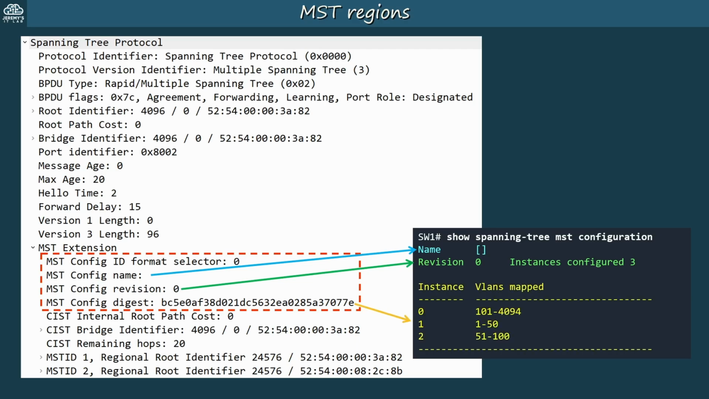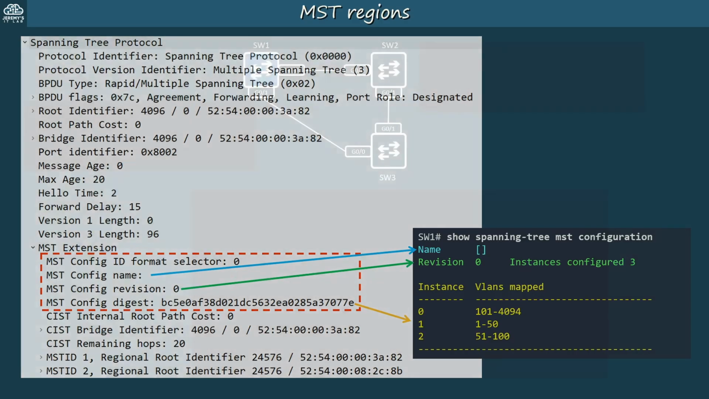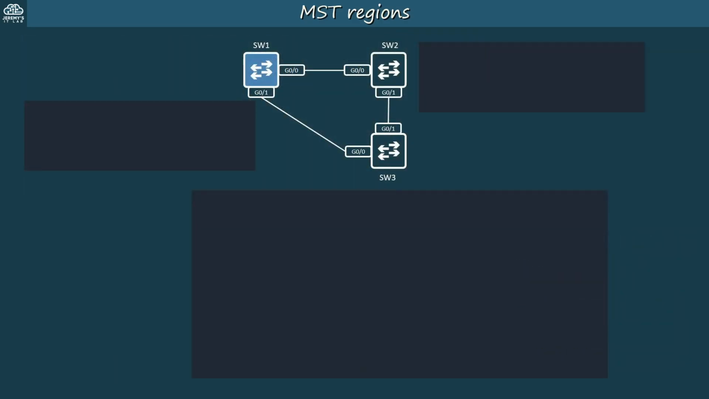and the config digest was calculated from this table of VLAN to instance mappings. Again, this digest must match among all switches in the region. We've seen how to map VLANs to MST instances in the previous video, but let's see how to configure the name and revision number. Before we do that, keep in mind that switch 1, switch 2, and switch 3, as we configured them in the previous video, are already in an MST region.